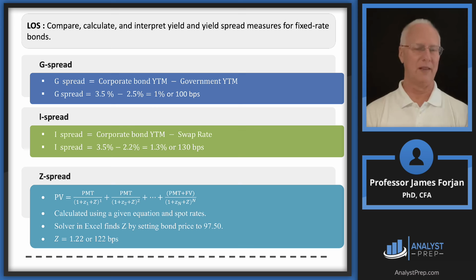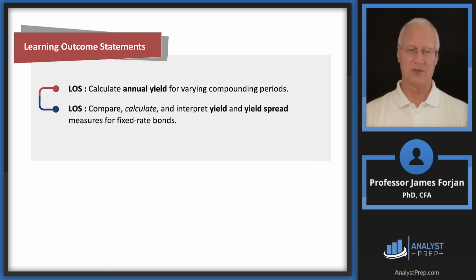There we go. Look down at the Z spread. Solver finds Z by setting the bond price. All right, so there's the Z spread of 1.22. And that takes us through these two learning outcome statements.